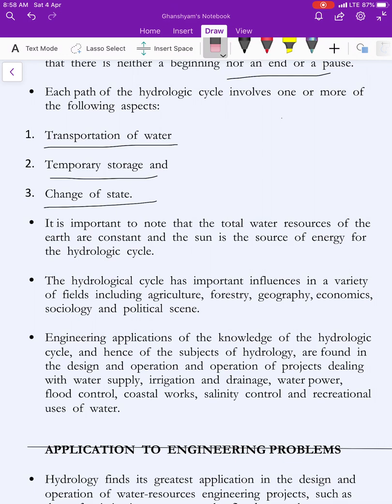So it is important to note that the total water resources of the earth are constant and the sun is the source. The sole energy is coming from the sun. The sun is the driving force for this cycle.